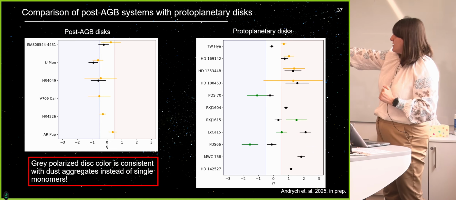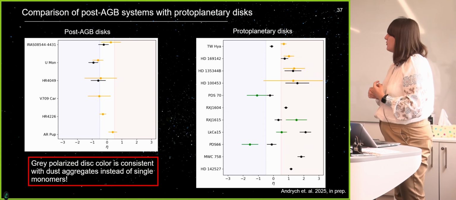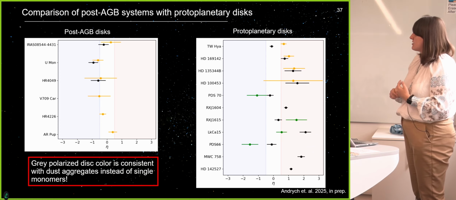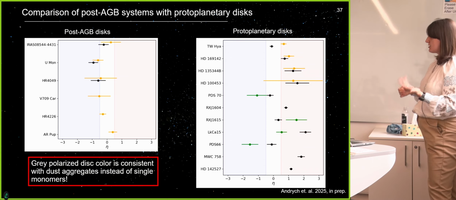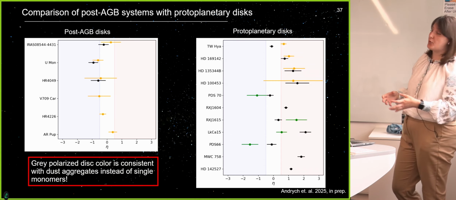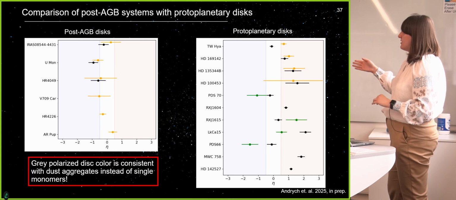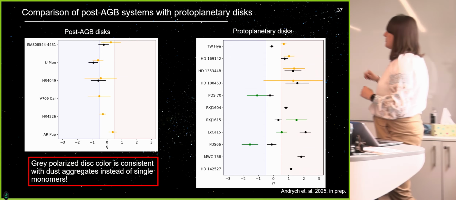And on the left side is the post-AGB sample, and on the right side is again the same sample of T Tauri and Herbig stars. As you can see, our disks mostly show gray or slightly blue color, which is again consistent with dust aggregates instead of single monomers. And protoplanetary disks also commonly show the gray color, even though sometimes they go slightly more towards red.